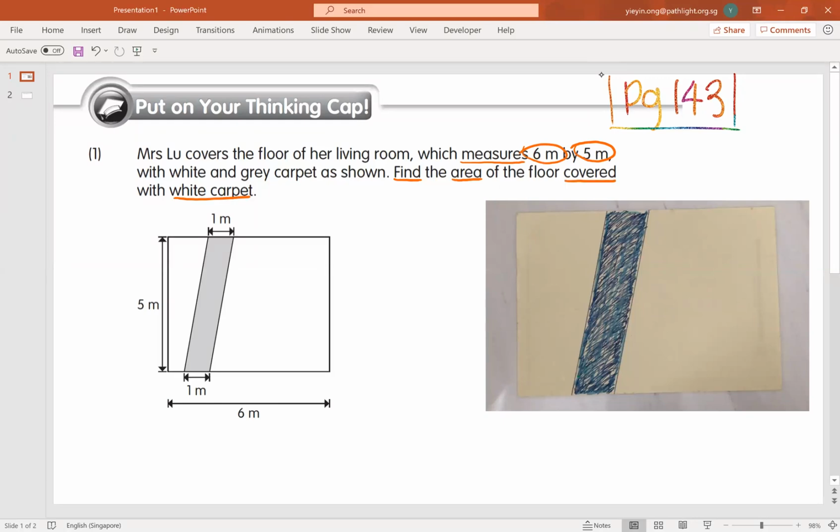So you can see that the grey carpet is this shaded area, and she doesn't want this area. She only wants the white area. Okay, so now you can try out at home.